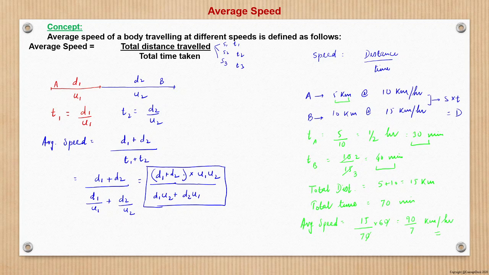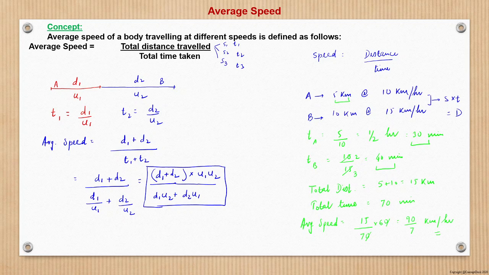So here I have done it in variable terms. Using this concept we can find the average speed. Now here only two parts were there. Had it been three parts, D1, D2, D3, we would have done the same thing, D1 plus D2 plus D3 upon T1 plus T2 plus T3, and thereby calculated the same. So this is a generic way of finding an average speed.